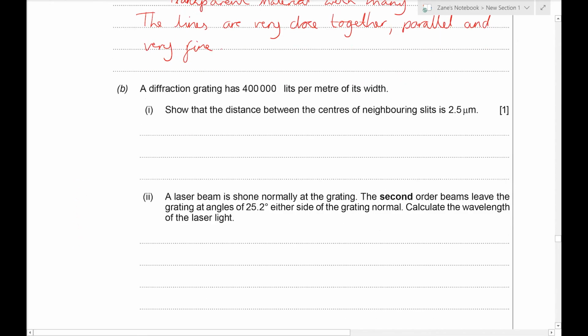Second part of the question tells us that a particular grating has 400,000 slits per meter of its width, and we've got to show that the distance between the centres of the neighbouring slits is 2.5 micrometers. So this is just a simple case of taking 1 meter and dividing it by the 400,000 lines that there are on that meter of the grating's width. That's what we get the marks for. If you type it into the calculator, you get 2.5 times 10 to the minus 6 meters, which is of course 2.5 micrometers.